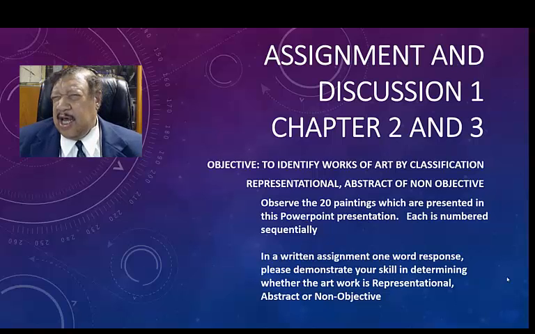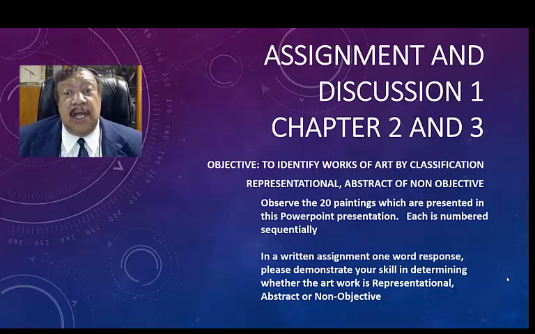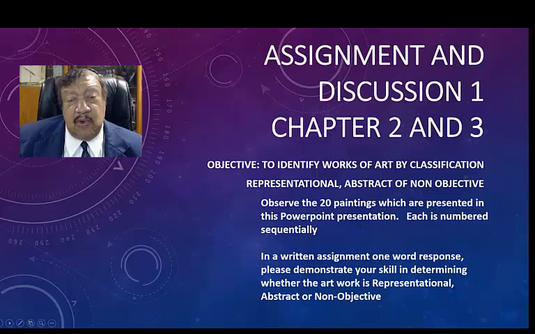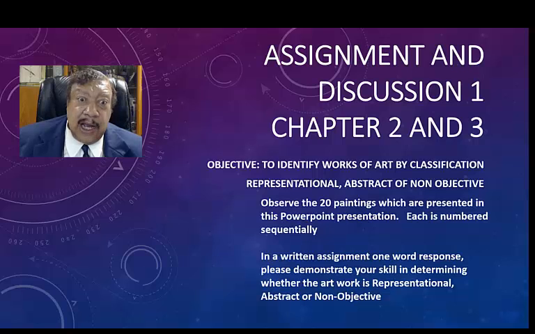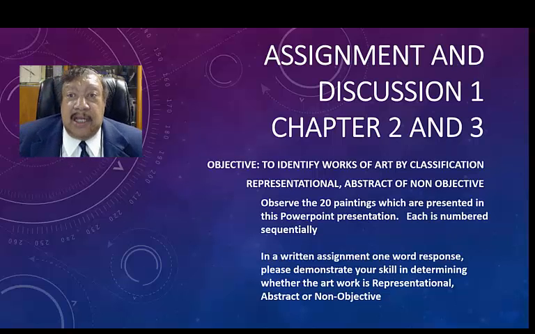artworks, particularly paintings, into three classifications: representational, abstract, and non-objective. Now, what I want you to do as you look at the 20 paintings and artworks that I'm about to present to you, I want you to number them 1 to 20. And I want you to give me the assignment, send it in on our network, and we'll discuss yours. But I don't see any reason why everyone doesn't get this one in absolute accuracy.